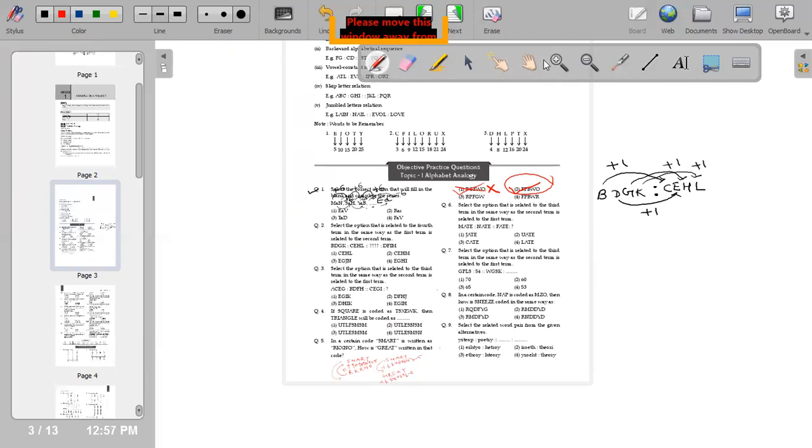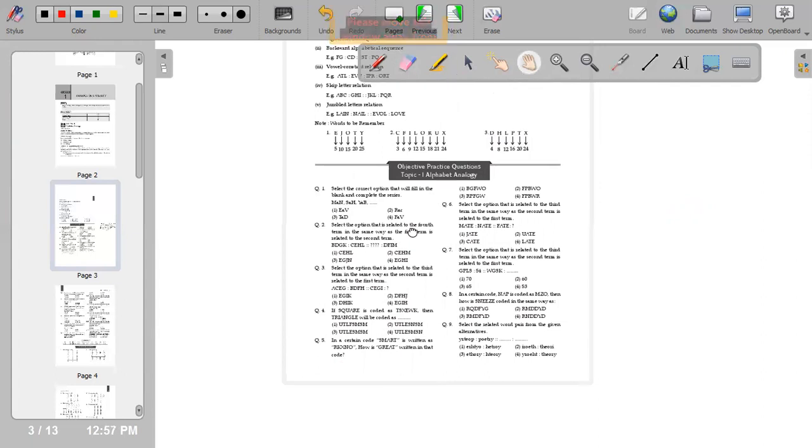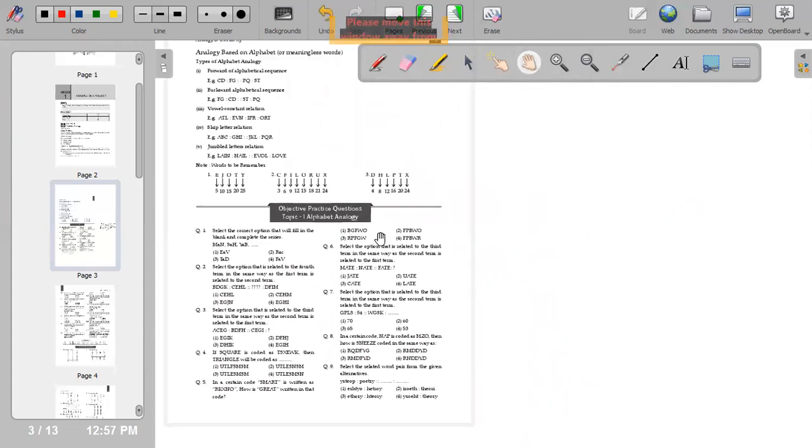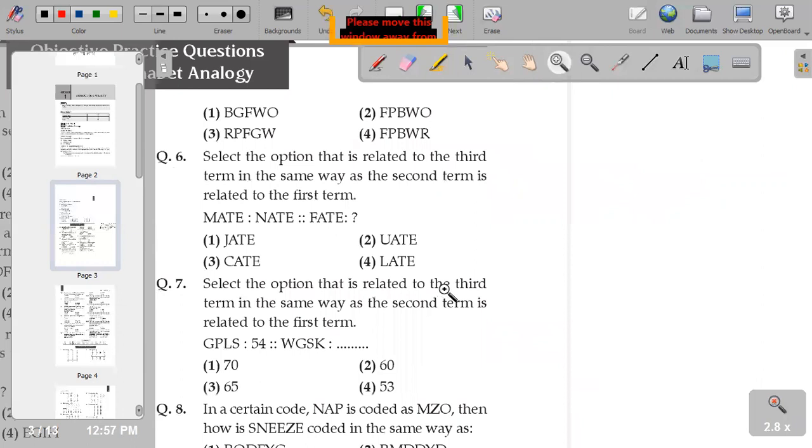Next question we will move further. This is a complete question set of the pattern of alphabet series, you can say in a categorized manner. So this is alphabet series. Next, we will move to question number 6.